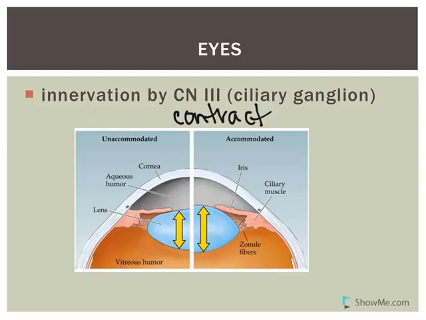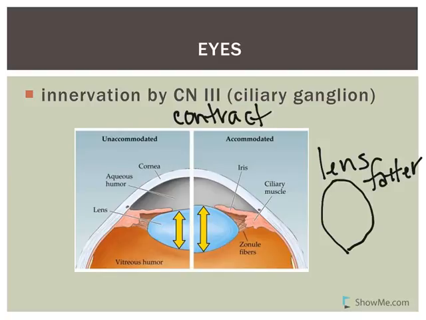And what's going to happen when that contracts is the lens gets fatter, which is important when you're reading. So we're in rest or digest mode. So you need to have the lens get fatter to bend those light rays back towards that fovea centralis, which is the location of the highest visual acuity. So both the pupillary sphincter muscle as well as the ciliary muscles have M3 muscarinic receptors, and those are going to be excitatory, because both muscles will contract, both innervated by fibers from the oculomotor nerve.